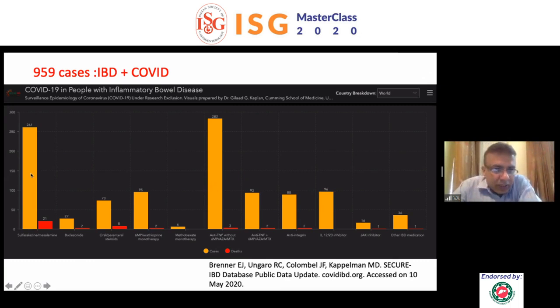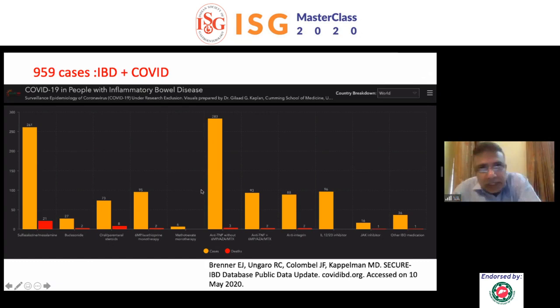Patients, whether they're on sulfasalazine, they had COVID. Patients on steroids had COVID. Patient on azathioprine had COVID. Patient on anti-TNF had COVID. Patients even on anti-integrins had COVID. Overall, what it tells us is that regardless of therapy, patients have developed COVID, but the case fatality rate has been 3 to 4%. Maybe it has not been substantially more.